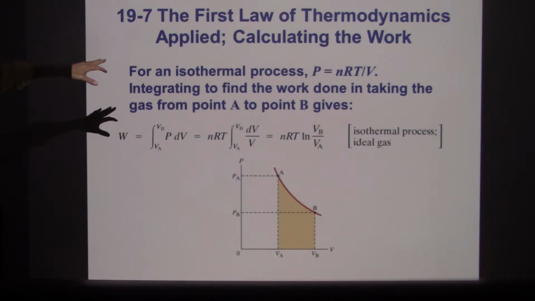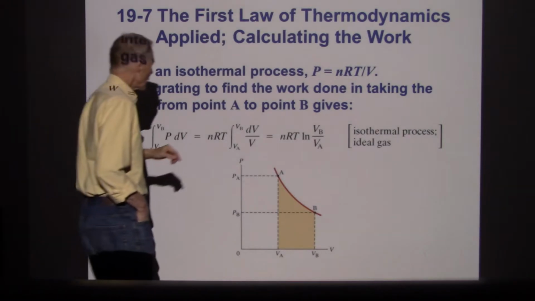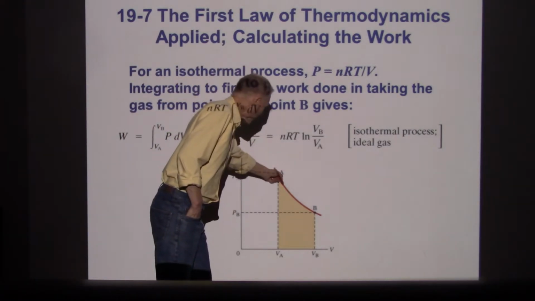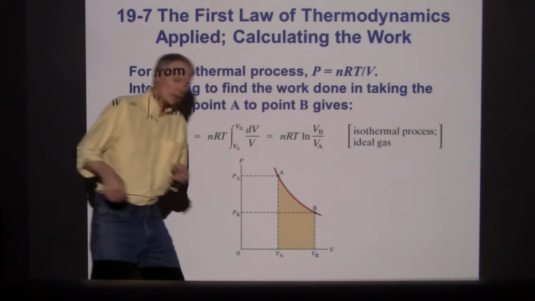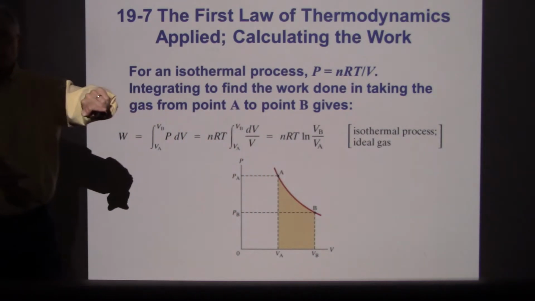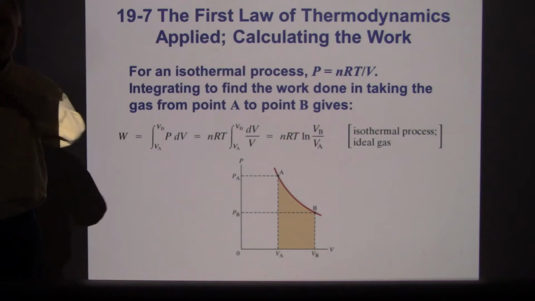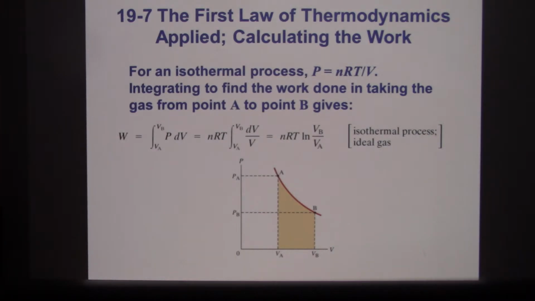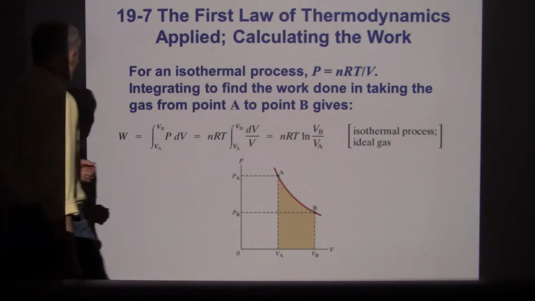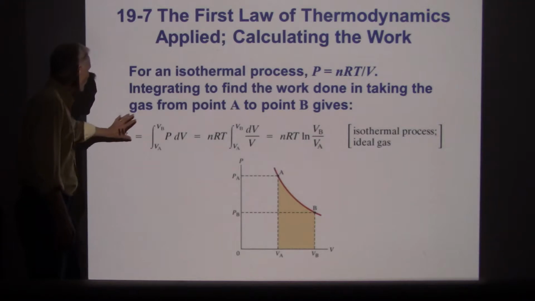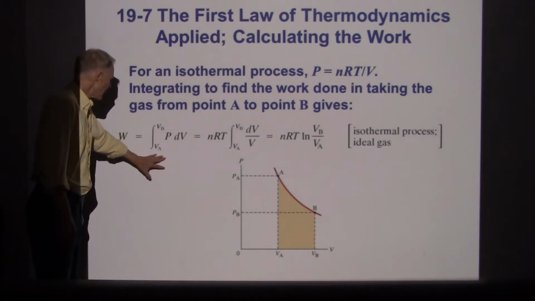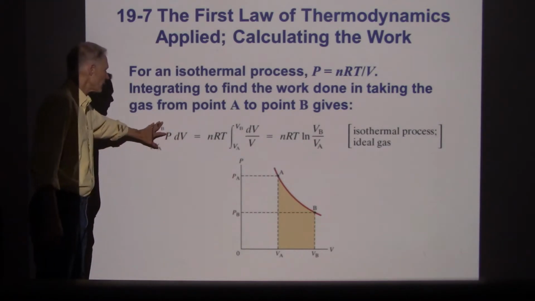For an isothermal process, one in which the temperature stays fixed, we're going to represent that as this process right here from A to B. A to B is in the direction of the expansion, isothermally. From B back to A would be an isothermal compression. Here is the work formula. We integrate PdV from a starting volume to a final volume.